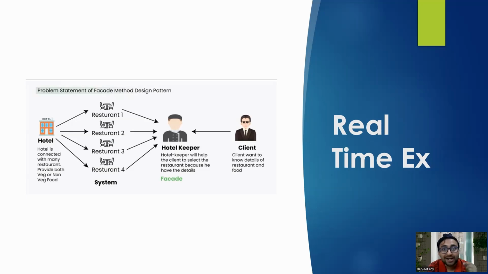Okay, so once that menu is given, then the client will decide from which particular restaurant the food will be ordered. Okay, so all these restaurants are connected with a hotel. Okay, so one hotel can have multiple restaurants, right? So it may have veg, it may have non-veg. Okay, so yeah, these are the requirements. So initially the client will not directly interact with the hotel. Okay, so there are multiple subsystems connected in between, which simplifies the interaction with the client, and that is the hotel keeper, which will be acting as a facade in between.